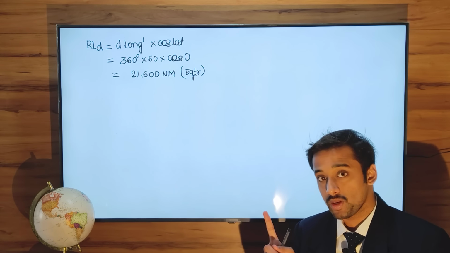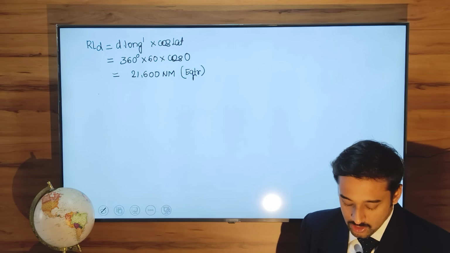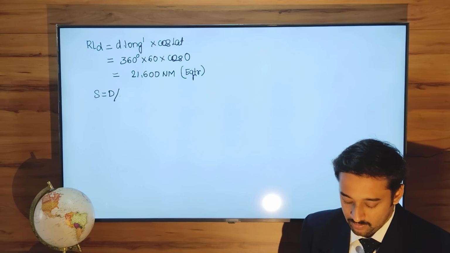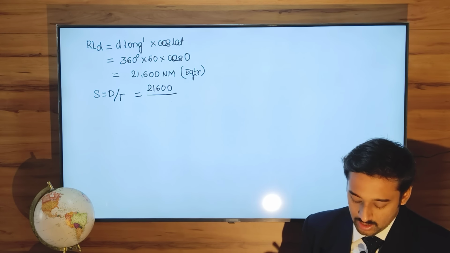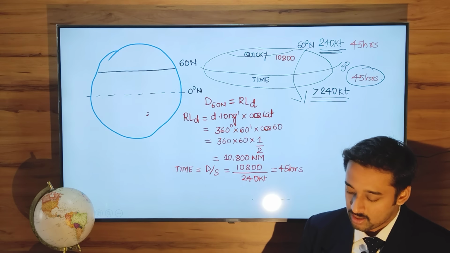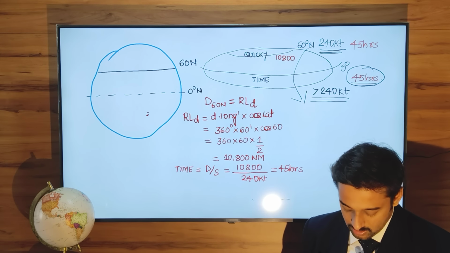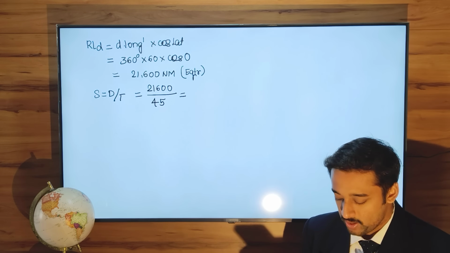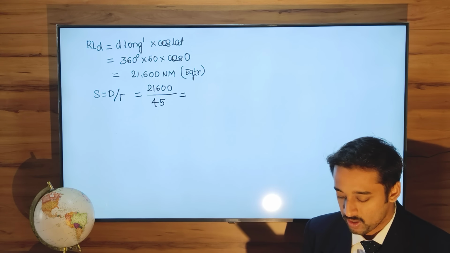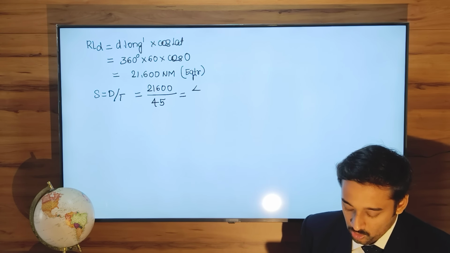So now we have the distance with us. Speed is equal to distance upon time. So the distance is 21,600. Time available to us is 45 hours. So divide this, 21,600 divided by 45 is 480 knots.